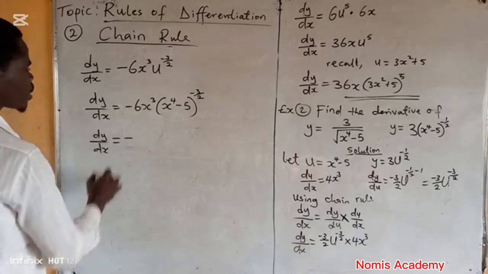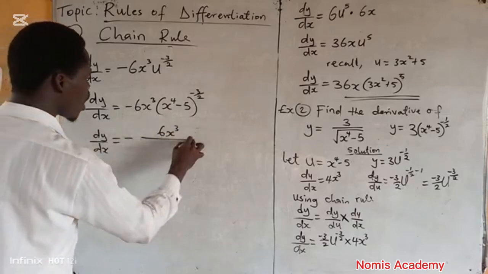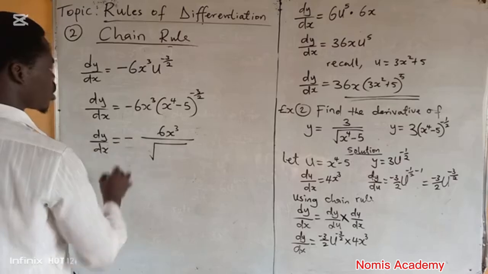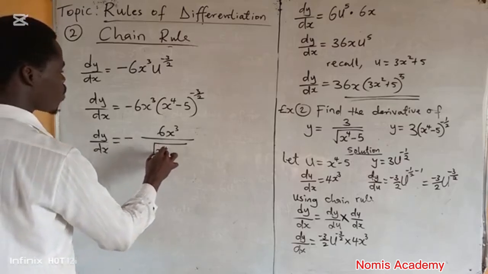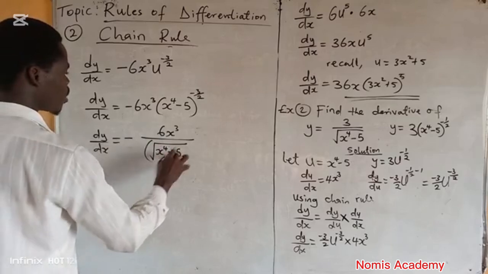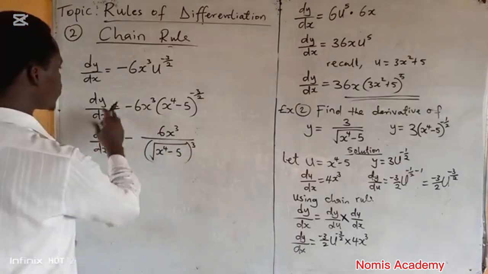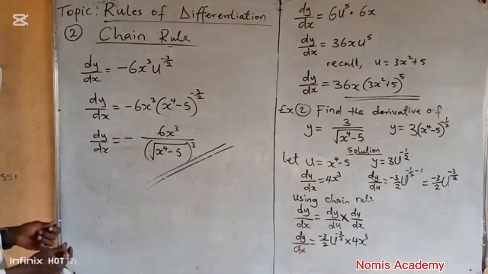Alright, to write this in the standard form, dy over dx is equal to minus 6x cubed all over the square root of x raised to the power of 4 minus 5, raised to the power of 3. So this is the standard form of the derivative. This is our final solution.